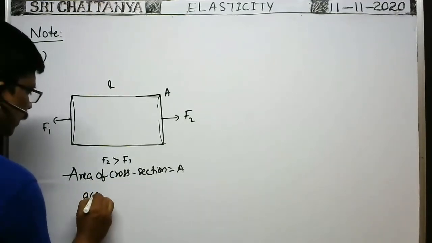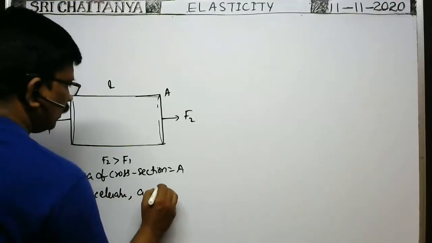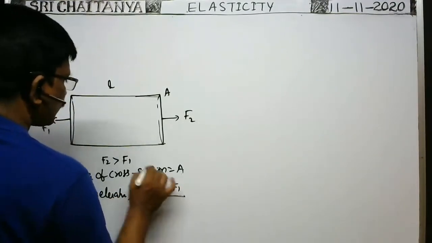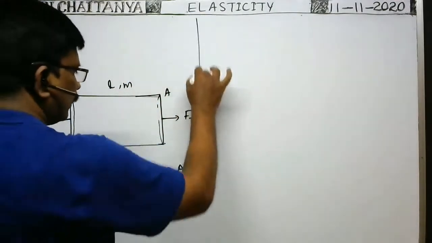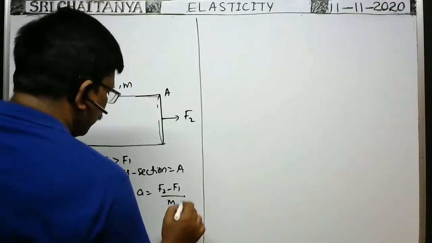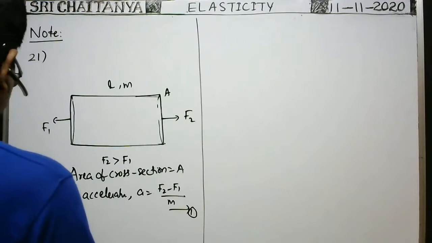Acceleration of the rod, small a, is equal to F2 minus F1 by mass of the rod, m. This is equation 1. Here the question is, what is the tension at a distance x from the left end?